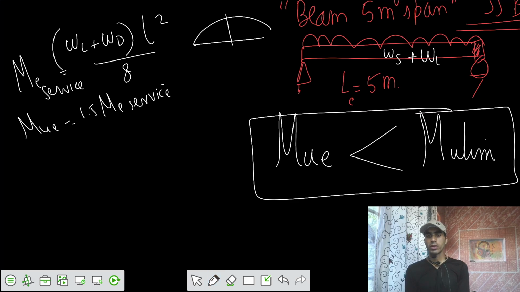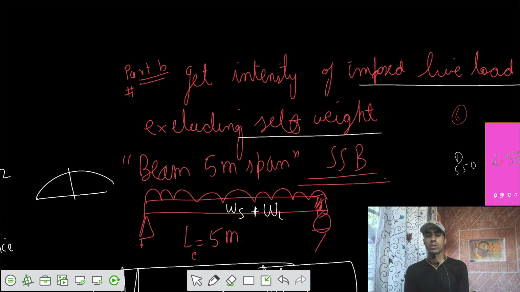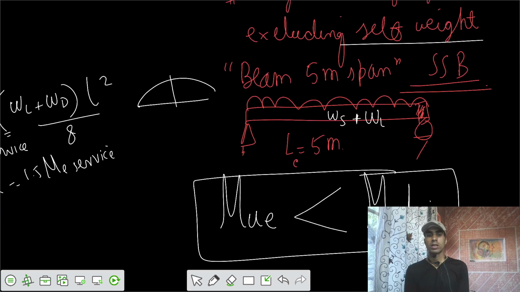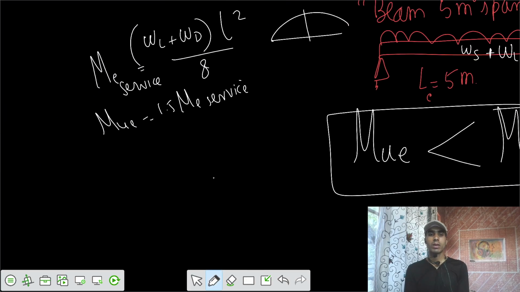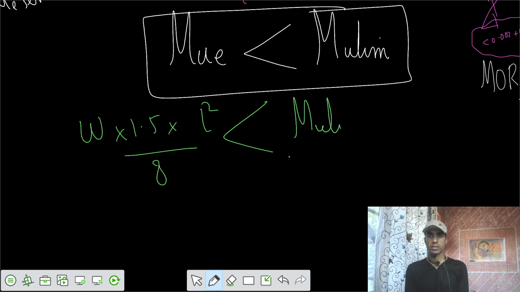And we need to get the dead load. What is the dead load? We have to remove that part, dead load. So let's write that we have some general value of W. Finally, I would say WL squared by 8 into 1.5. So I would equate that. The external moment is W into 1.5 into L squared by 8. That should be lesser than the limiting moment of resistance.